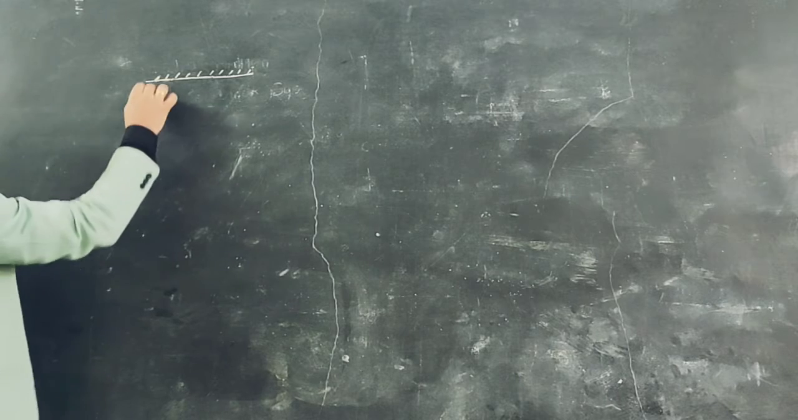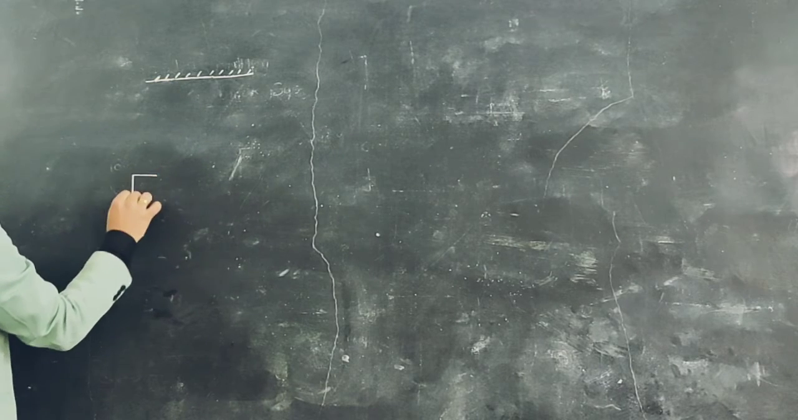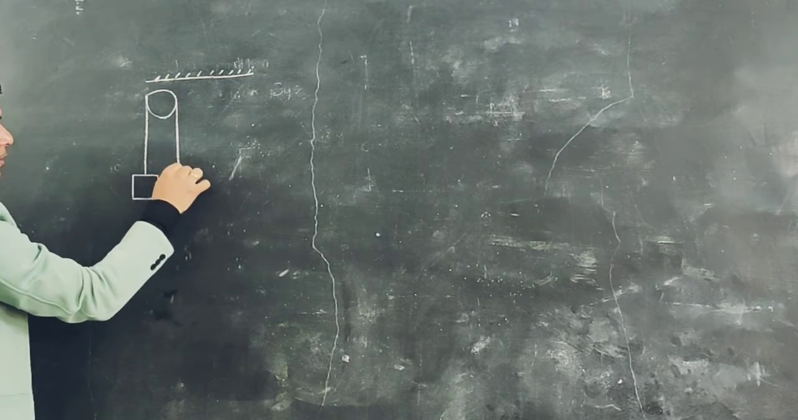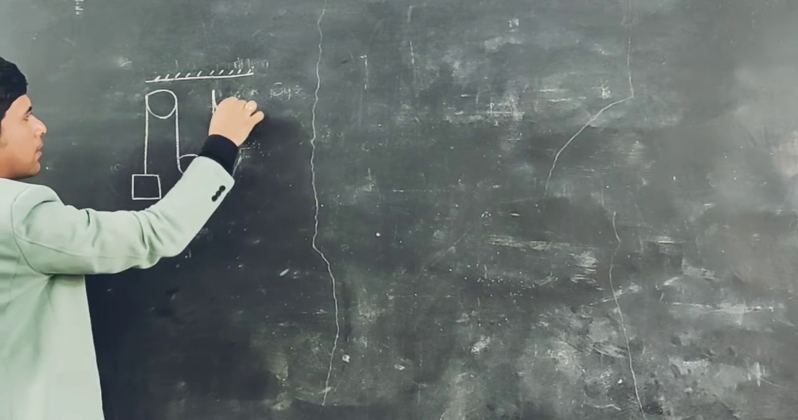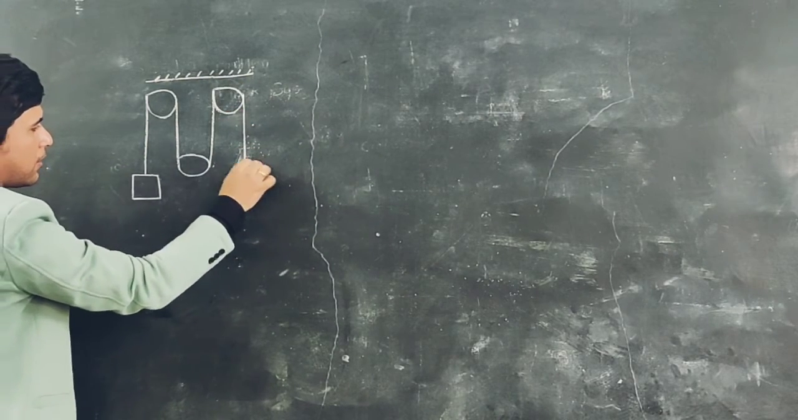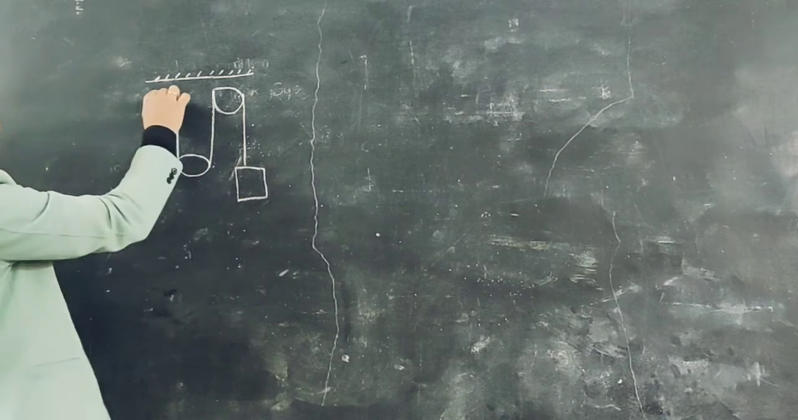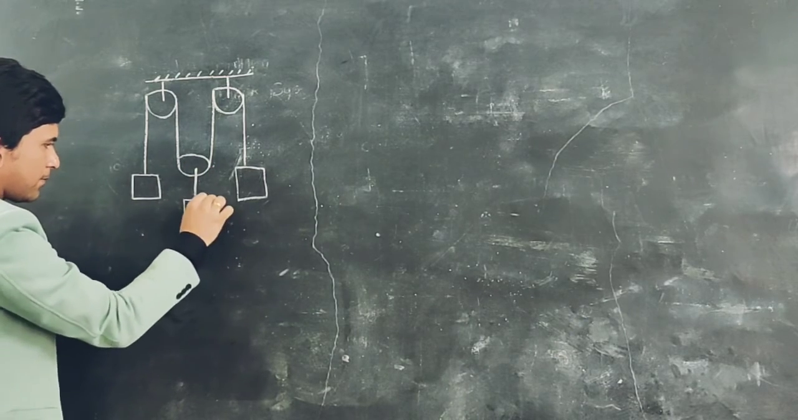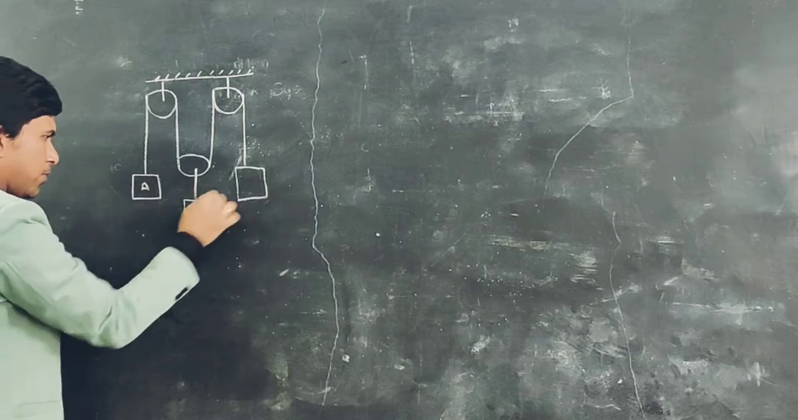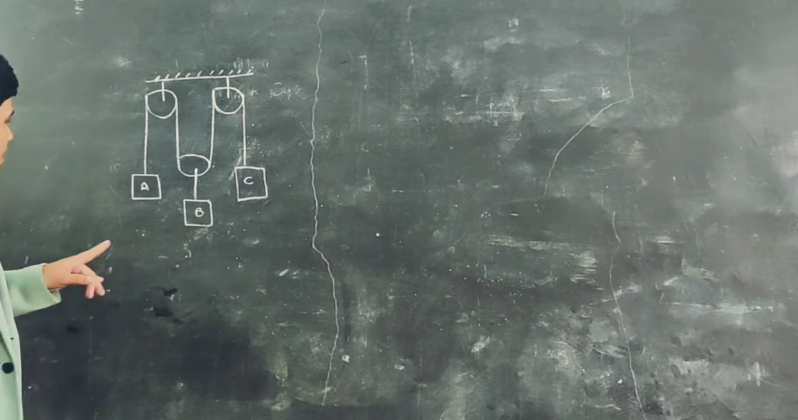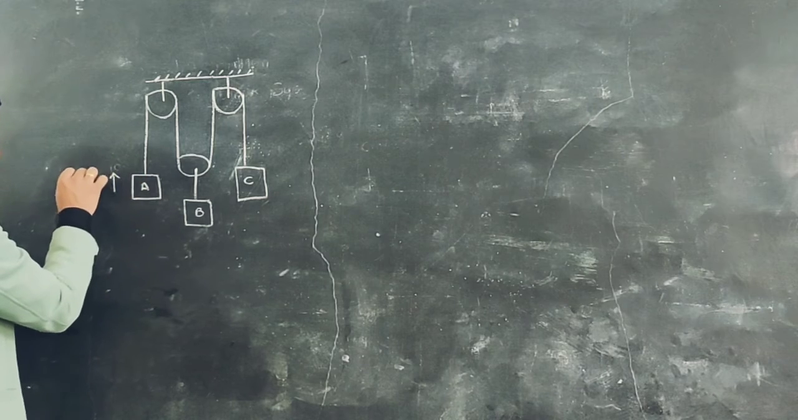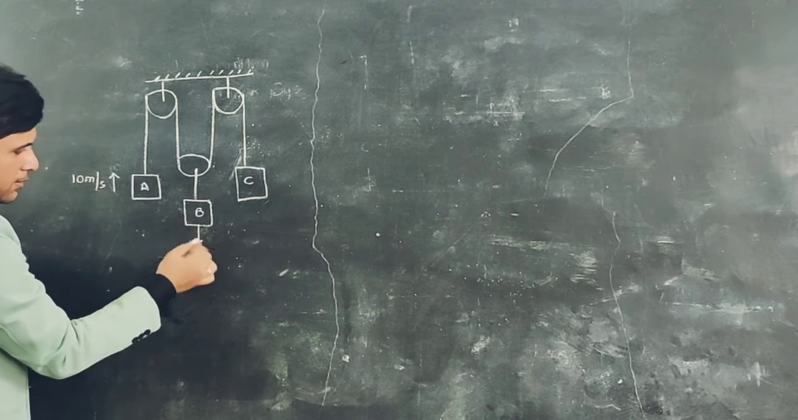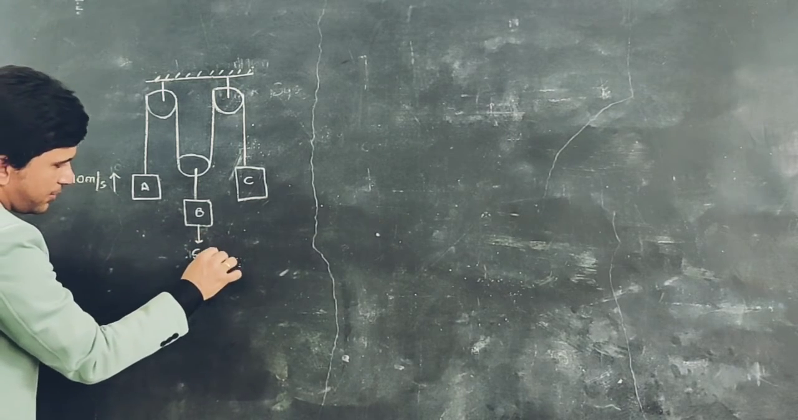Let's say like this. If you're having a block, listen, here also we'll attach one more block. Block A, block B and block C. This block is moving upward with 10 meter per second and this block is moving downward with 6 meter per second. Find out the velocity of the block C.